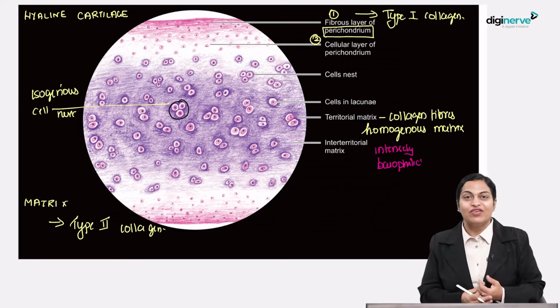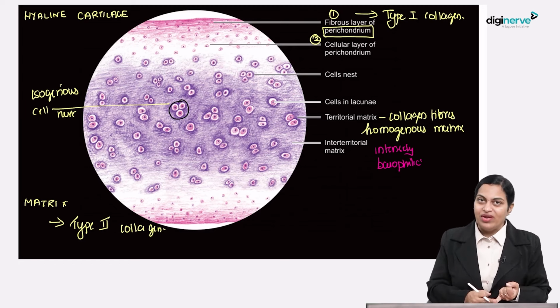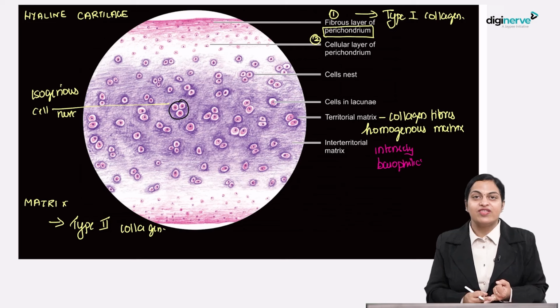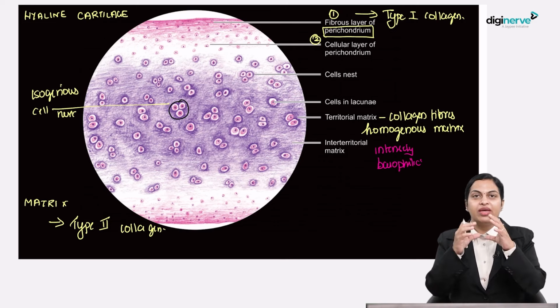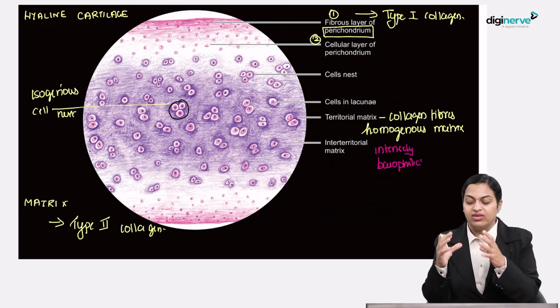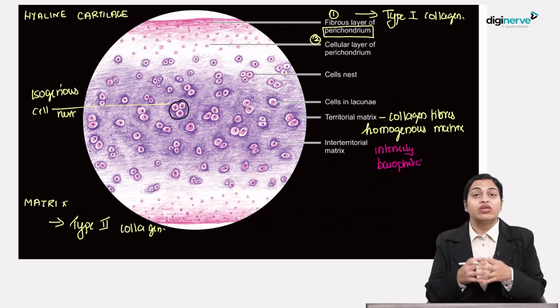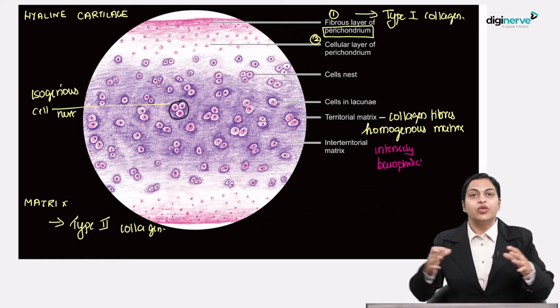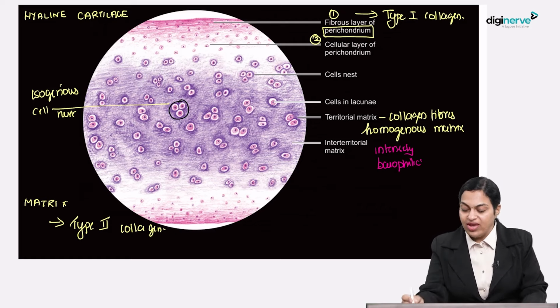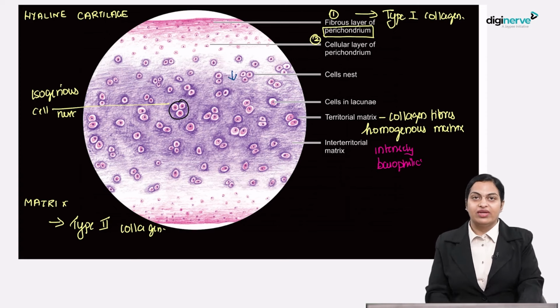So come on, let's summarize the features of hyaline cartilage. It has a perichondrium. The cells are arranged in isogenous cell nests. And what type of matrix do we have? Intensely basophilic homogeneous matrix, right? The matrix that immediately surrounds one newly formed cell is called capsular matrix. And the matrix that surrounds the isogenous cell group is called territorial matrix. Okay, that is less basophilic. And then between the isogenous cell nests, it is going to be less basophilic. That is called interterritorial matrix.